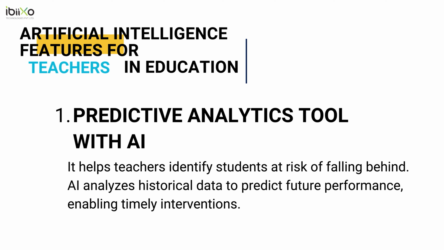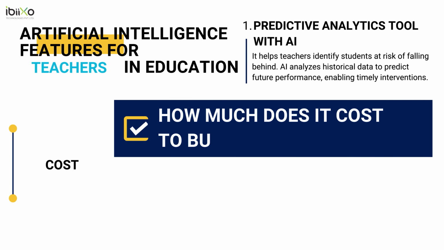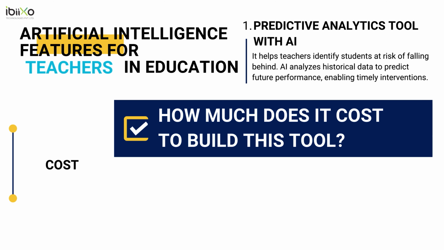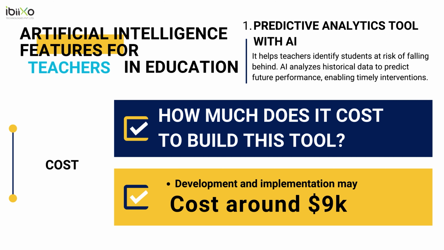Let's move to the new user type, teachers. The first one in the list for teachers is predictive analytics tool with AI. It basically helps teachers identify students at risk of falling behind. AI analyzes historical data to predict future performance, enabling timely interventions. Now, this would roughly cost around $9,000 to around $15,000, and this can be as simple as analyzing the marks of the students and their performance, versus understanding their interactions with the other parts of the system.